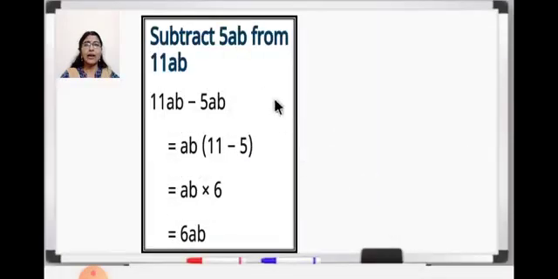Now subtraction. Subtract 5ab from 11ab. So from is there, so first we'll write 11ab minus 5ab. And then again you can see they have the same variable, so we can subtract it. We will write the common variable ab outside the bracket, and then we'll write 11 minus 5 in the bracket. And 11 minus 5 is 6, so it is ab multiplied by 6, which is equal to 6ab.